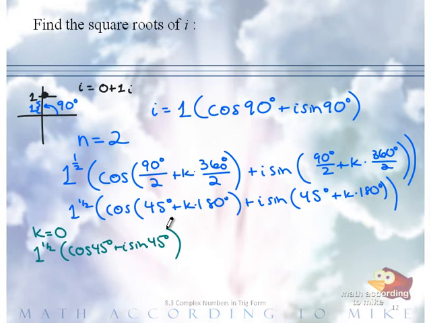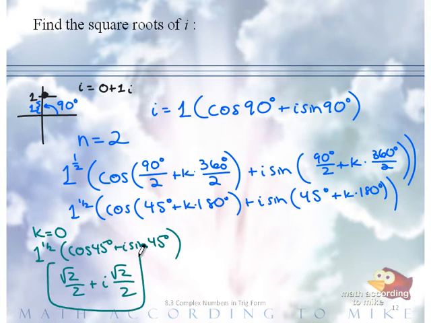All right, 1 to the 1/2 is 1, so we don't have to write it anymore because we're just going to multiply by 1. But what is the cosine of 45 degrees? And same for the sine. Very good. We have found 1 square root of i, meaning that if we squared radical 2 over 2 plus i times square root 2 over 2, we would get i. That's what it means to be a square root. 3 is the square root of 9 because 3 squared is 9. Radical 2 over 2 plus i square root of 2 over 2 is a square root of i because its square is i.